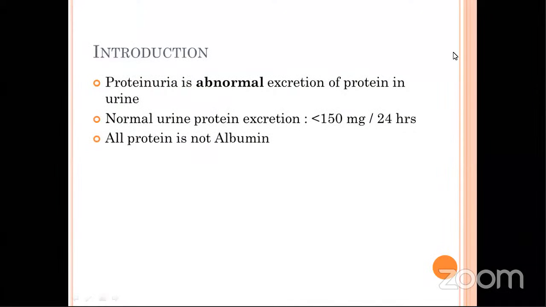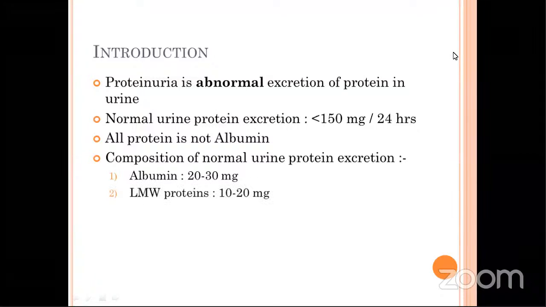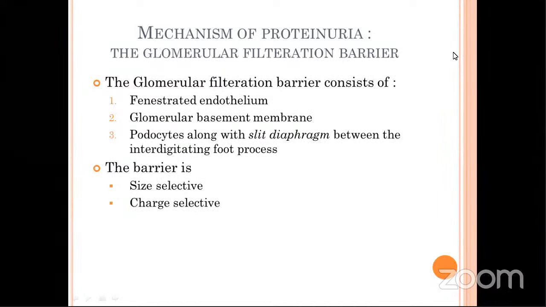Not all protein is albumin. The composition of normal urine protein excretion consists of albumin, which is 20 to 30 milligrams, low molecular weight proteins, that is 10 to 20 milligrams, and secreted protein, as in Tamm-Horsfall protein, which is generally a tubular protein, at 40 to 60 milligrams. So how does this proteinuria occur?